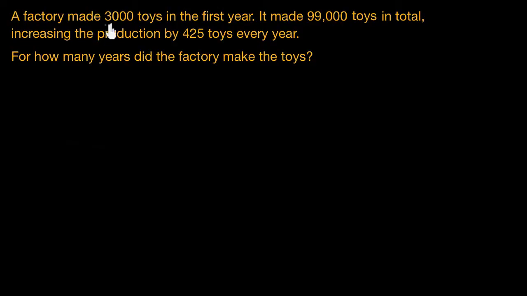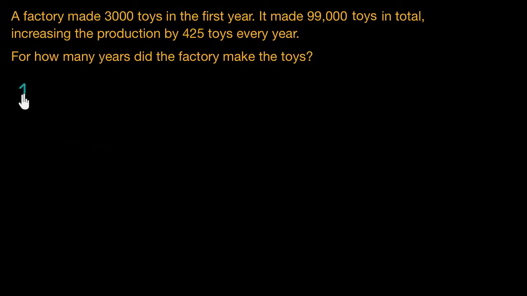A factory made 3,000 toys in the first year. It made 99,000 toys in total, increasing the production by 445 toys every year. For how many years did the factory make the toys?